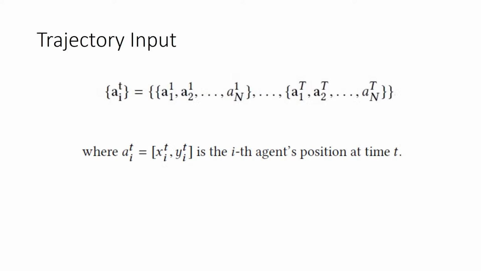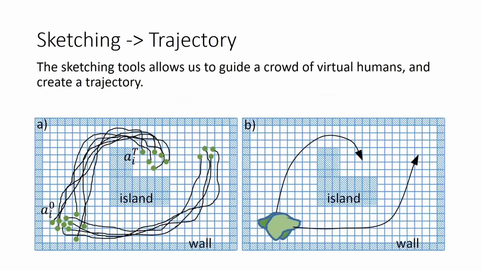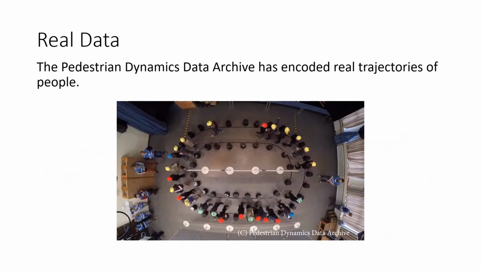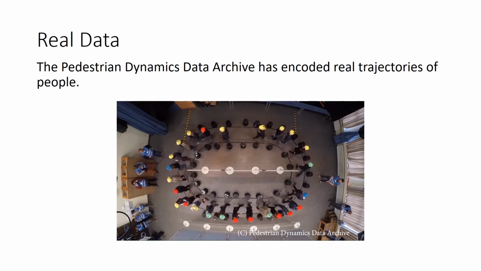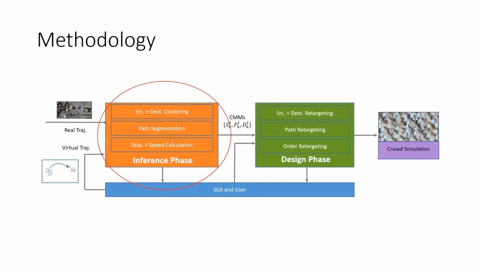The input of the sketching tool gets converted to a set of trajectories by making use of a crowd simulation engine. The synthetic sketch will get converted into a set of trajectories similar to having a real dataset. Real data from datasets such as the pedestrian dynamics data archive also is accepted as input to our system. Now we focus on the inference phase.